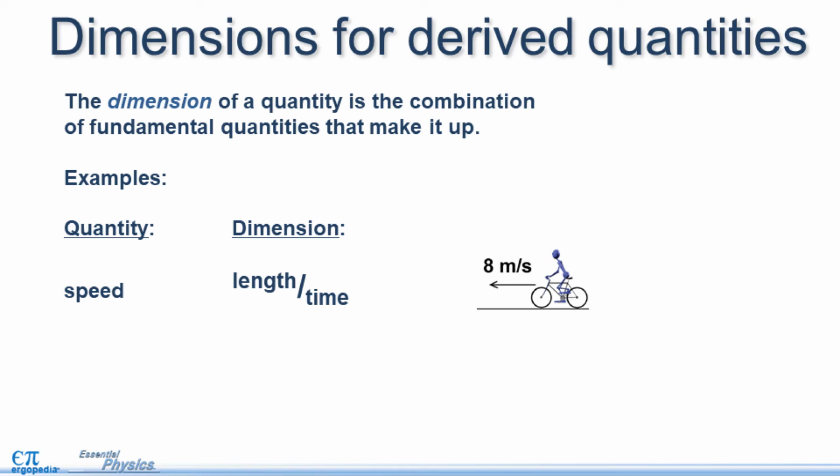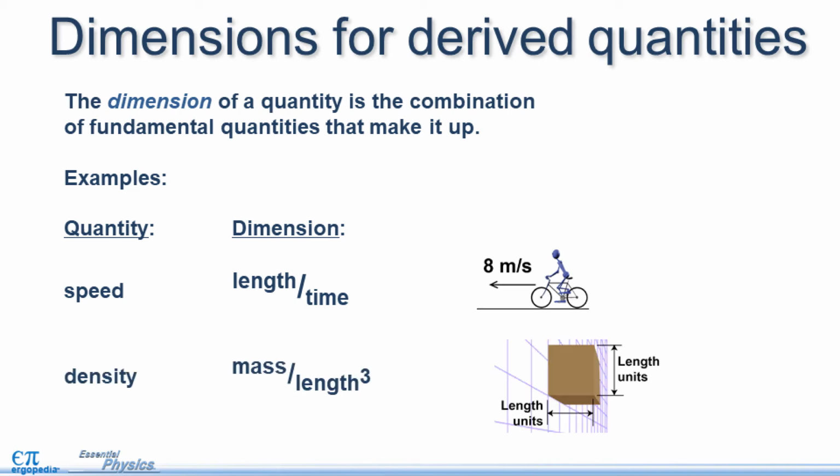As you may have already guessed, speed is a length divided by a time. Therefore, the units are going to be meters per second, which are the base units for length and time. Density has the dimensions of a mass divided by a length cubed. This would give us the units of mass, which are kilograms, divided by the length cubed. The base unit for length is meters, so it would be kilograms divided by meters cubed.